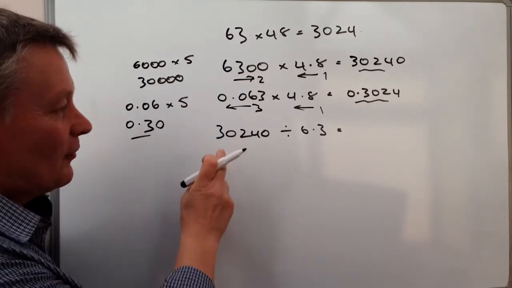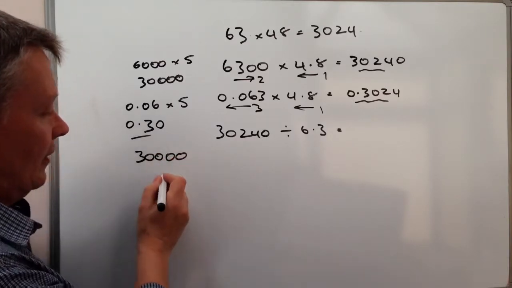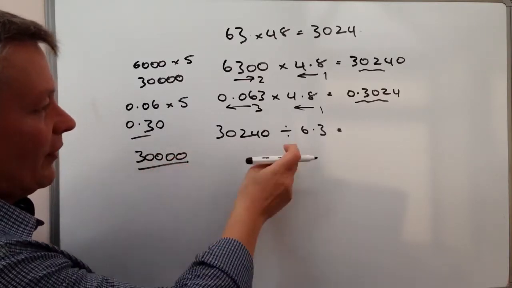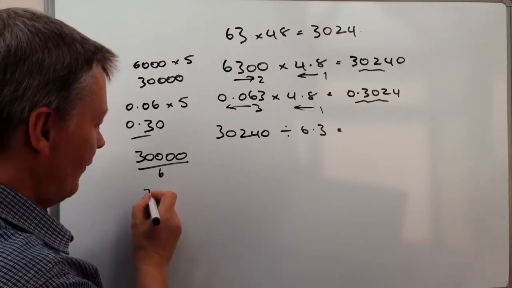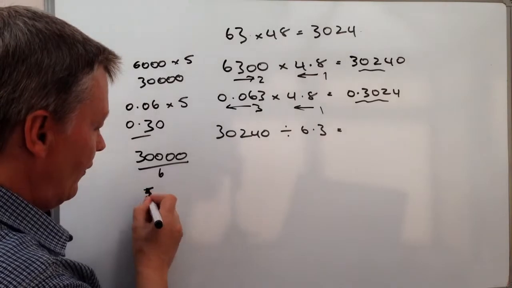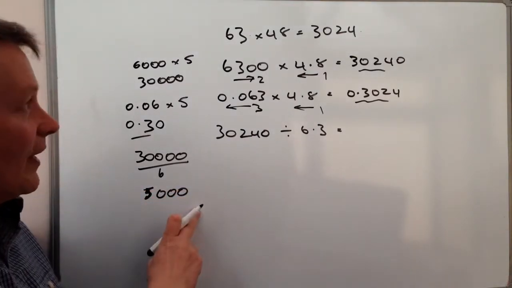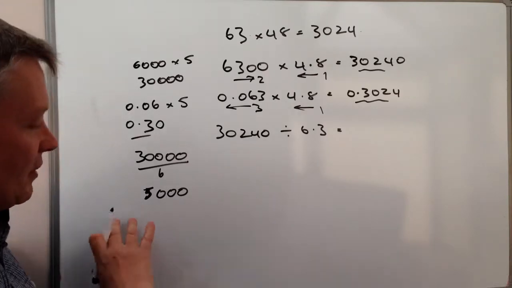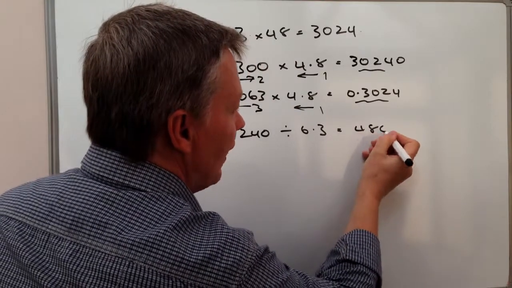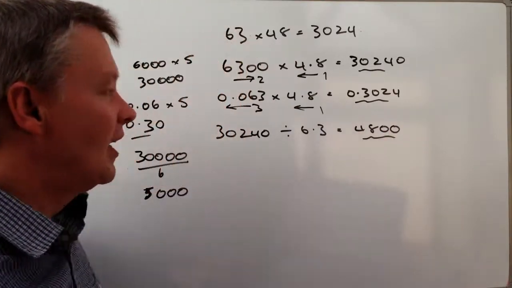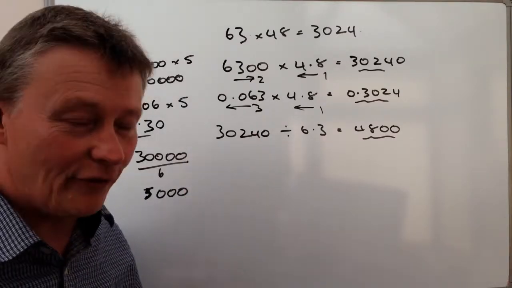Similarly with this one, I've got 30,000, okay, 30,000, and I'm going to divide that by 6. Well, 30,000 divided by 6 is 5,000. Okay, hope you can see that okay on the video. So I'd be expecting my answer to be about 5,000, and actually it's 4,800.